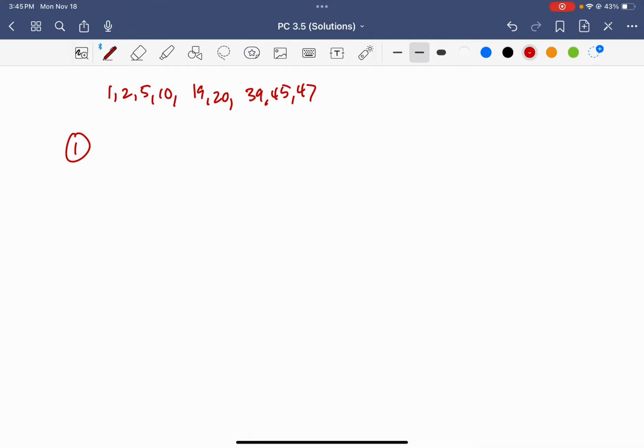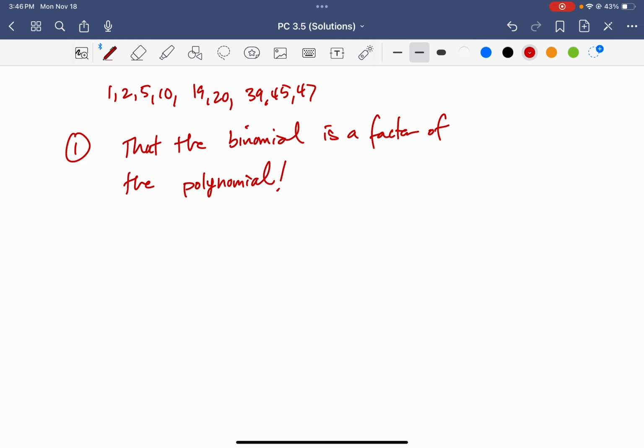Okay, so for the first question, if you get a remainder of 0, what can you conclude? That the binomial is a factor of the polynomial. So they said if you take a polynomial and you divide it by a binomial and you get a remainder of 0, then what can you say? Well, you can say that the binomial is a factor of the polynomial.